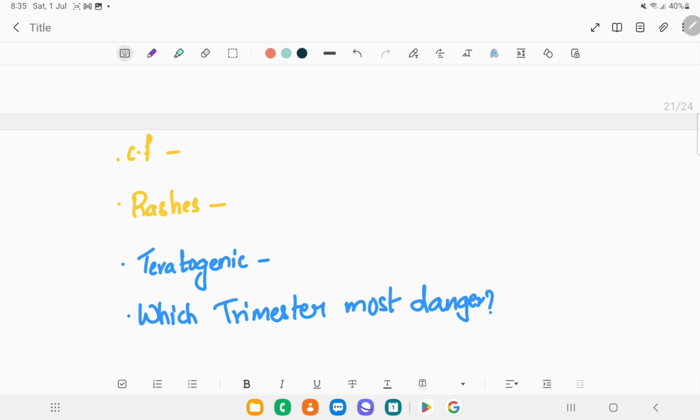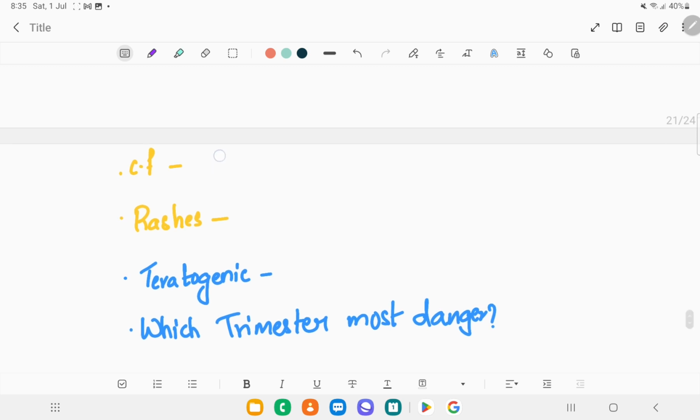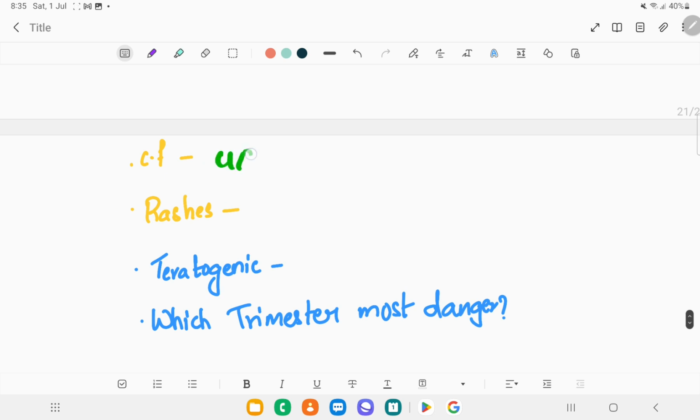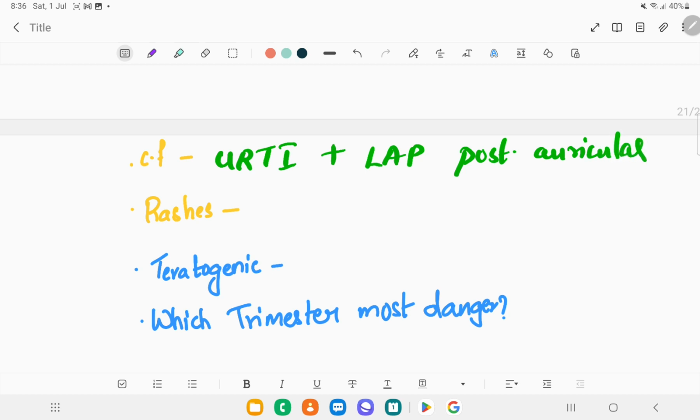Now let's talk about the clinical features of rubella, guys. The child or the adult can present with upper respiratory tract infection along with lymphadenopathy of the posterior auricular region, that is behind the ears. He will have the lymph nodes enlarged and he'll also present with upper respiratory tract infection. What about the rashes? I'll show you the rashes picture. Rashes last for about 3 days. That is why rubella is also called 3-day measles. And these rashes are very similar to the rashes that we see in measles, guys. That is why rubella is also called what? German measles.